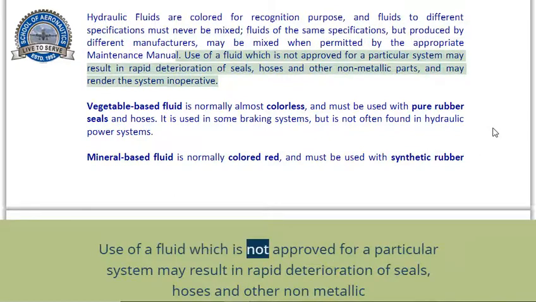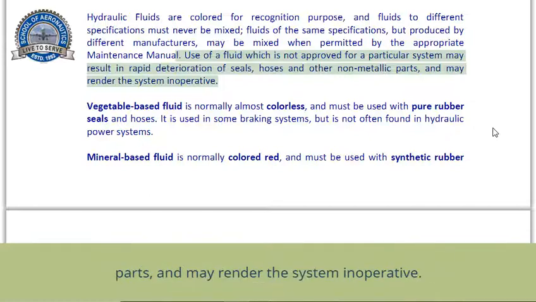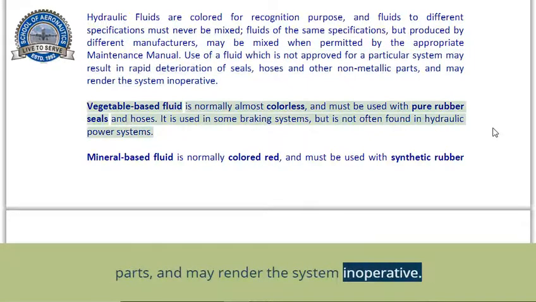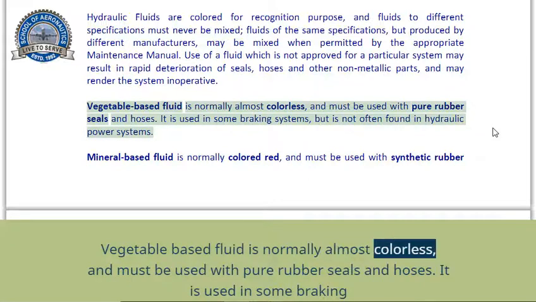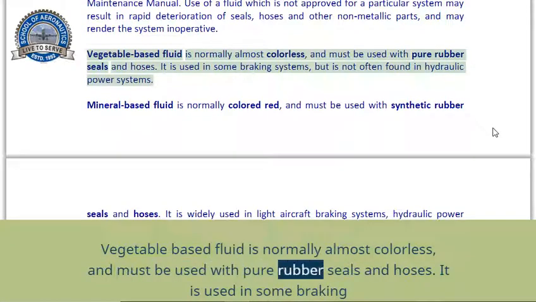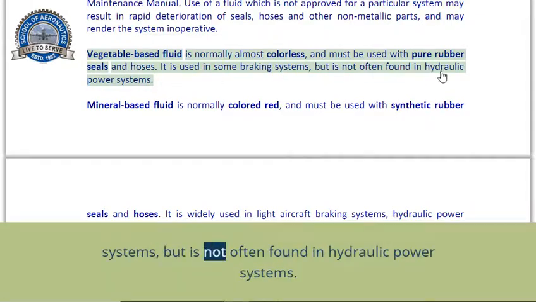Use of a fluid which is not approved for a particular system may result in rapid deterioration of seals, hoses and other non-metallic parts, and may render the system inoperative. Vegetable-based fluid is normally almost colorless, and must be used with pure rubber seals and hoses. It is used in some braking systems, but is not often found in hydraulic power systems.